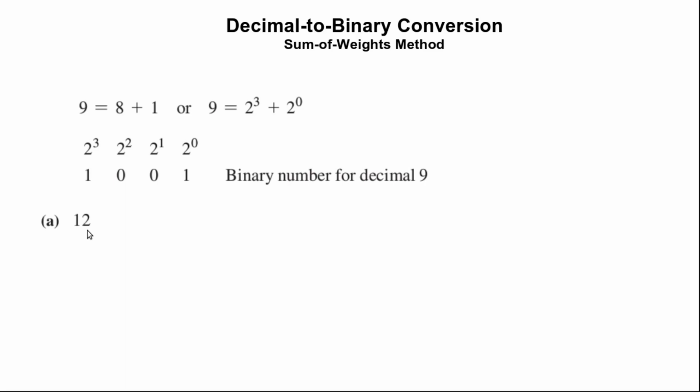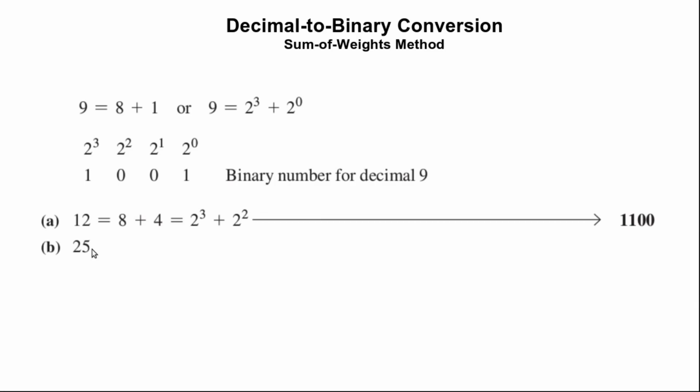If we take the number 12, I can express it as 8 plus 4, because 8 is 2 to the power 3 and 4 is 2 to the power 2. So this time, the position for 2 to the power 3 will be 1, and the position for 2 to the power 2 will be 1, and 2 to the power 1 and 2 to the power 0 will be 0, 0. So the number will be 1100. 1, because 2 to the power 3 is present. Again 1, because 2 to the power 2 is present. And next, 2 to the power 1 and 2 to the power 0 are not present, so it's 0, 0.